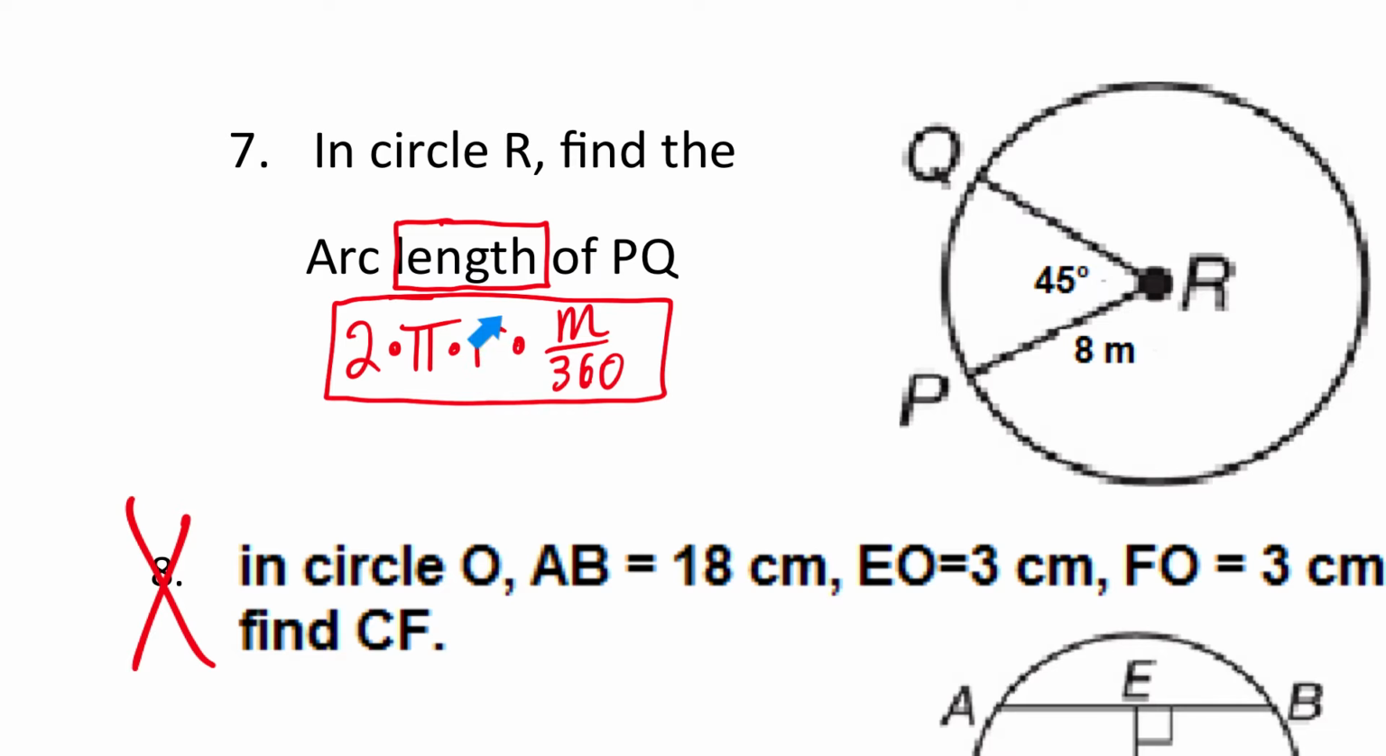So R is the radius. How long is the radius for this circle? 8. The radius is 8. And M is the measurement of the angle that makes that arc. And arc PQ is right here. So how big is the angle that makes that? 45. So 8 is going to go here, 45 is going to go here. So 2 times pi times 8 times 45 over 360.